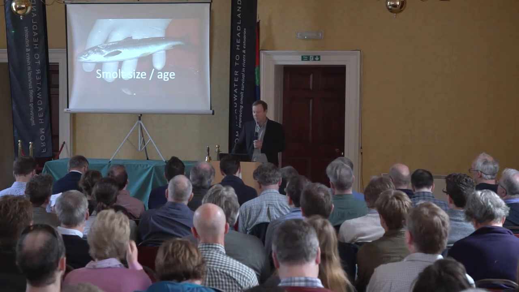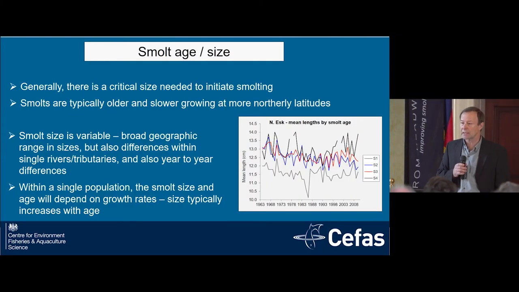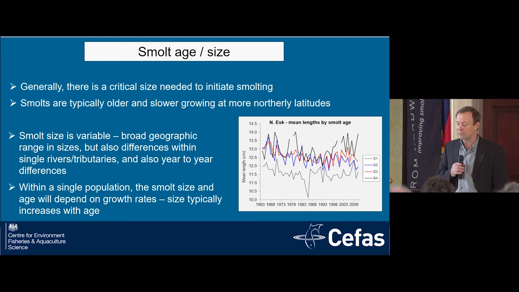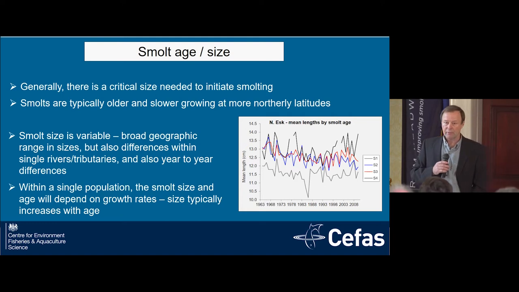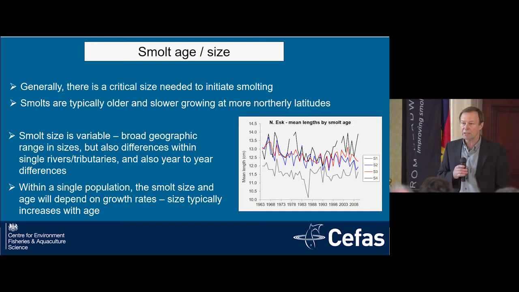So to start with smolt size and age, as we all know, there is a critical size needed to initiate smolting, and this varies from river to river. Smolts are typically older and slower growing at the more northerly latitudes. Where it's colder, they tend to grow much more slowly. In a lot of our rivers, the smolt size is variable, although there is a broad geographic range in sizes depending on where you look at them. But there are also differences in smolt size within a single river and even within a single tributary. And there are differences year to year in the size of the smolts.